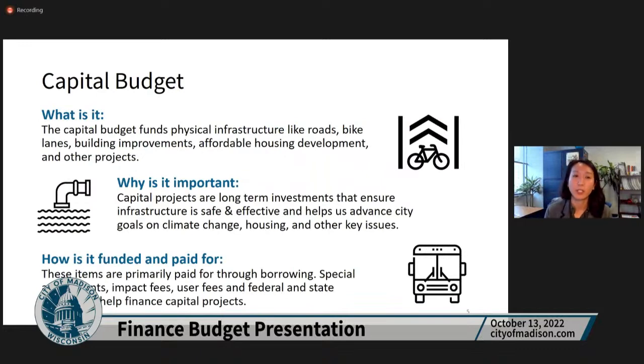Looking a little more closely at the capital budget, this is what's funding infrastructure like roads, bike lanes, affordable housing developments, and other large-scale multi-year projects. This is a critical piece of city planning because it funds investments that ensure infrastructure is safe, that we are advancing goals on climate change and affordable housing and other key issues like transit access. Anytime you see a project like a street being reconstructed or stormwater mitigation efforts, these are things that would be funded through the capital budget. Because these are really large-scale projects, most projects are funded through borrowing. So the city borrows money and pays it back over time, usually over the course of 10 years. Some projects are paid for through other sources of funding like special assessments, impact fees, or federal and state grants.